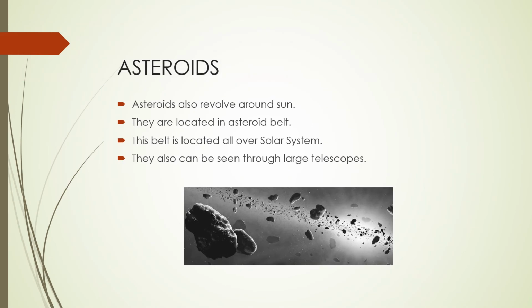Now, other celestial bodies which revolve around the Sun are also there. They are asteroids, comets, and meteors. Coming to asteroids, asteroids also revolve around the Sun. They are located in the asteroid belt. This belt is located in the solar system. They can also be seen through large telescopes.